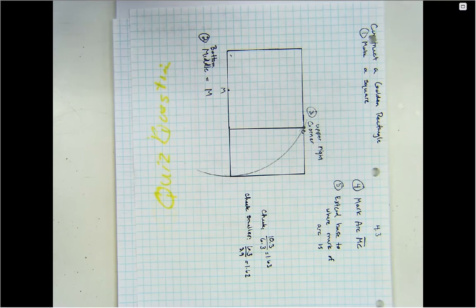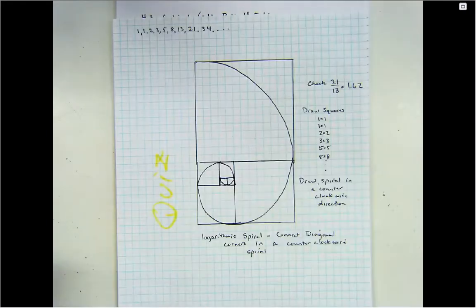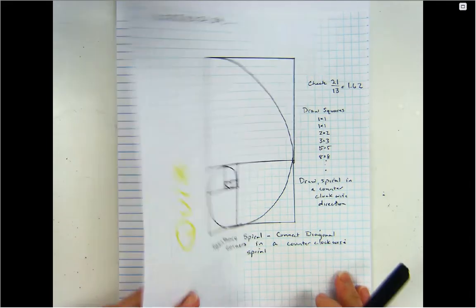So 4.3 was all about the golden rectangle, and now you know 2 ways to make one. If you ever want to make a beautiful rectangle, you are all set. Does anybody have any questions on this? Okay. Then let's go ahead and talk about what to do as we move forward.